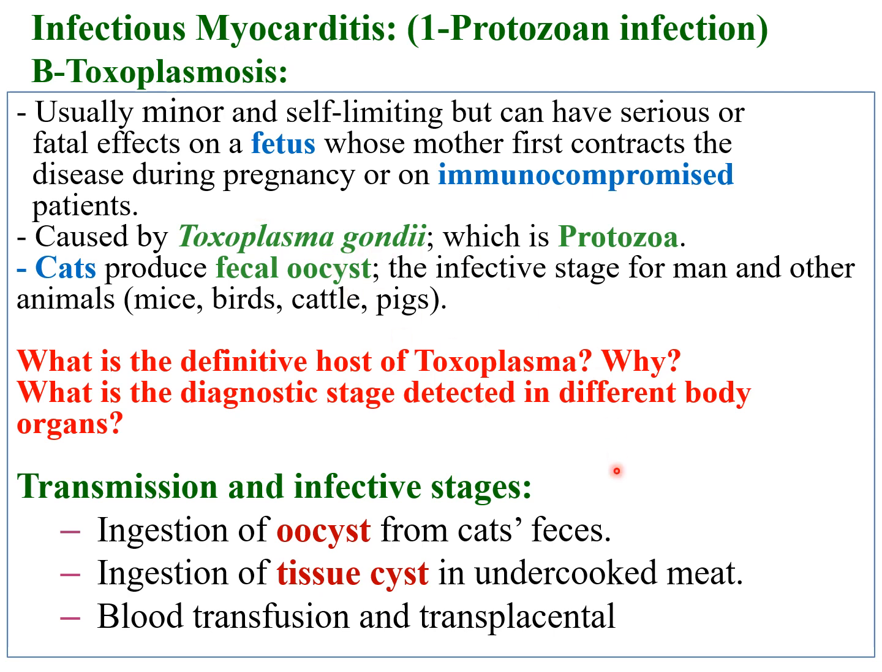Toxoplasma gondii has many stages in its life cycle, and it also has many transmission modes. Among these transmission modes, it can be transmitted by ingestion of the oocyst from cat feces, or by ingestion of the tissue cyst in undercooked meat, or by blood transfusion, or transplacentally from the mother to the fetus inside the uterus.